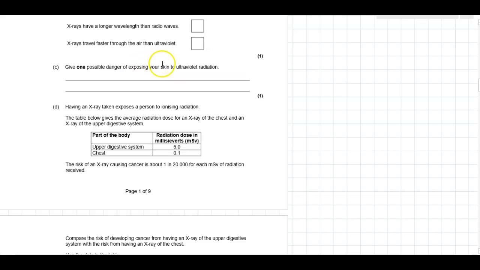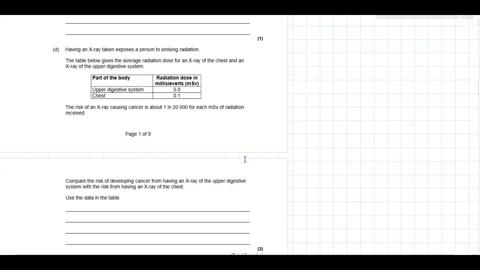A danger of exposing your skin to ultraviolet. So here I'm remembering my fact that ultraviolet is ionizing. What is the danger? It might ionize my DNA, change the DNA in my cells, cause my cells to be damaged and mutate. A danger of exposing your skin to ultraviolet radiation is that you increase your risk of developing skin cancer.